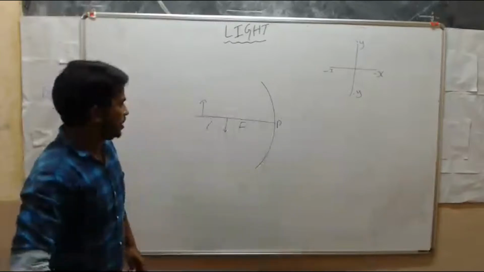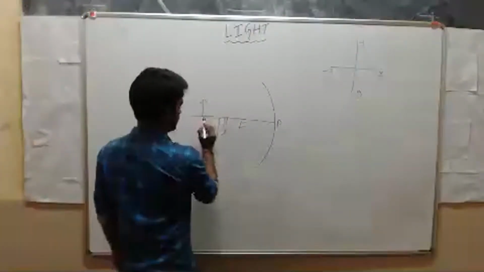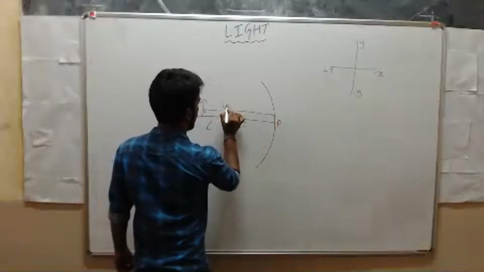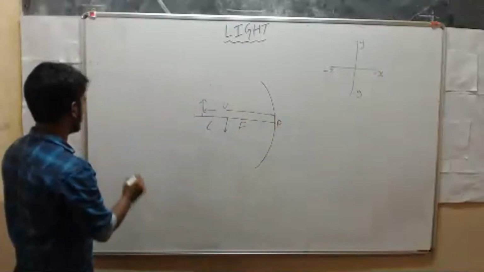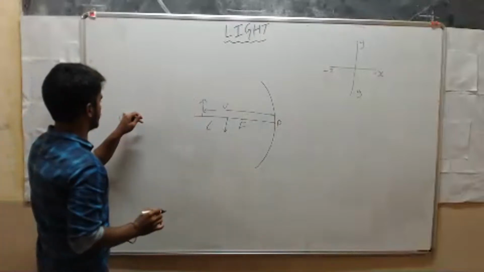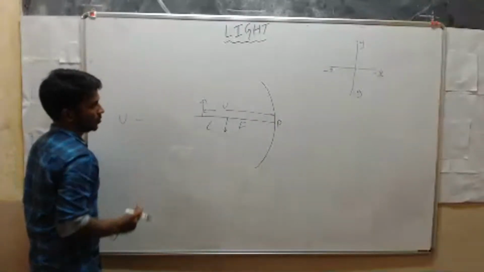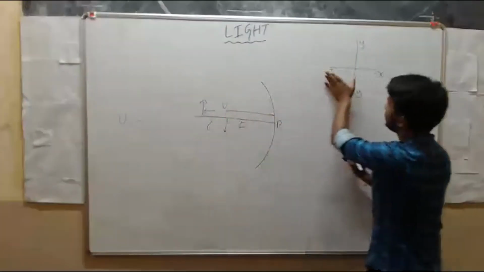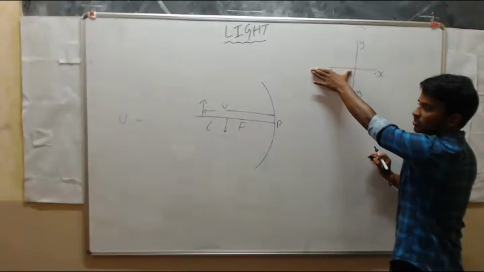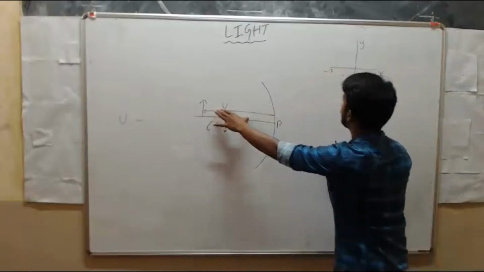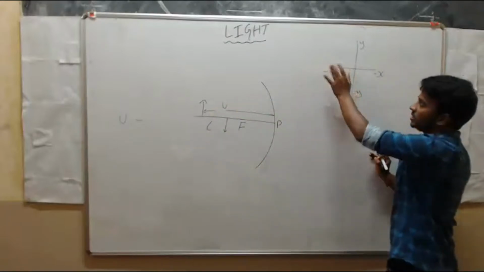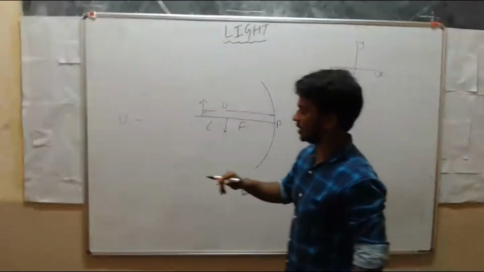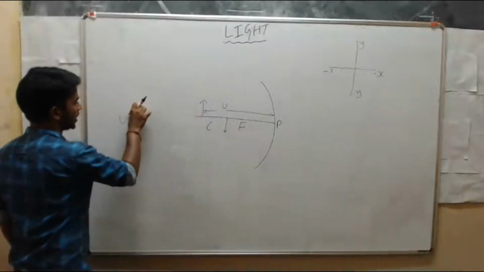Next, the distance from the object to the pole of the mirror we call the object distance. While writing, we have to write that object distance in negative. Why? Because this is the left hand side, which means the minus x axis. So we should take this value with respect to the minus x axis, where all the values are negative, right? So that's why while writing the u value we should write it in negative.